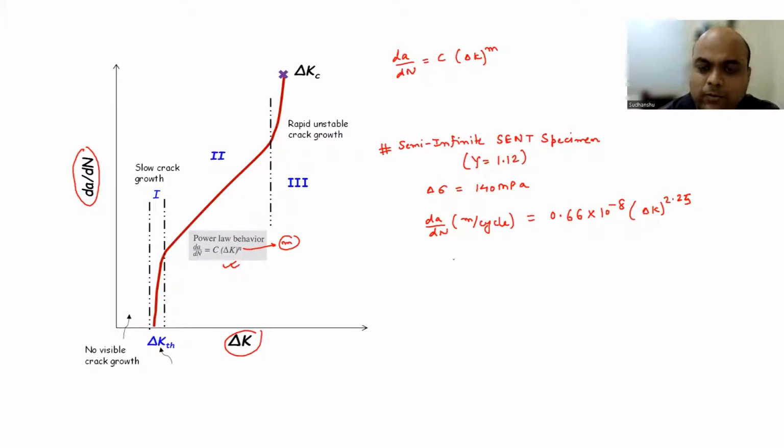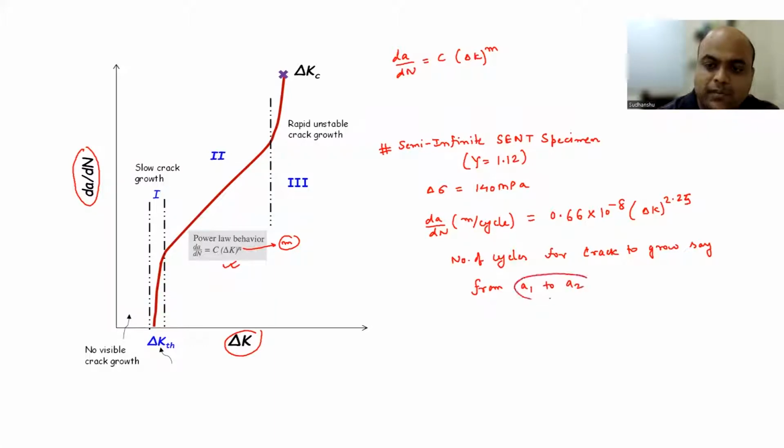So what you have to calculate is the number of cycles for the crack to grow, right? Say from A1 to A2, some values of A1 in millimeter to A2. Okay. So this is the problem. So how do we solve it? Okay. So let's do that.